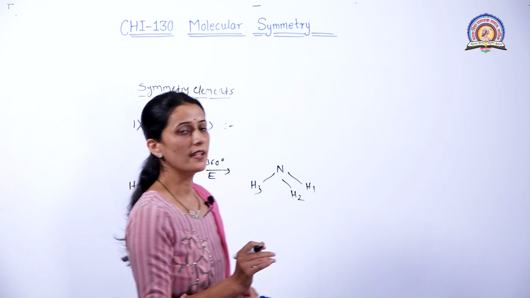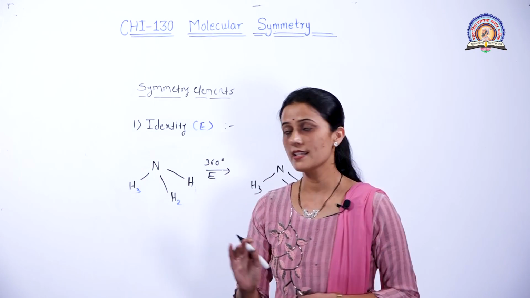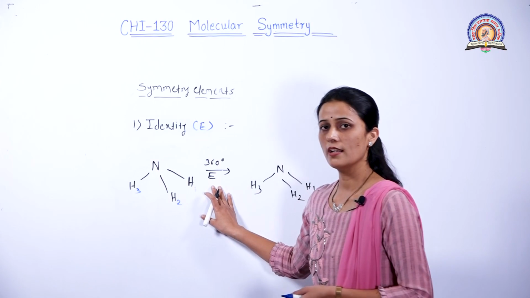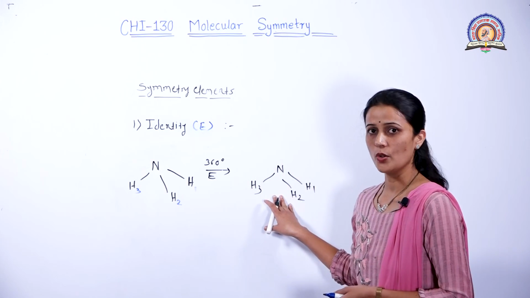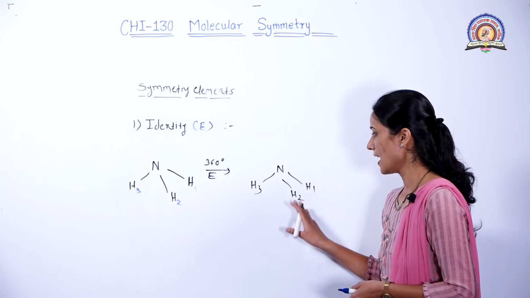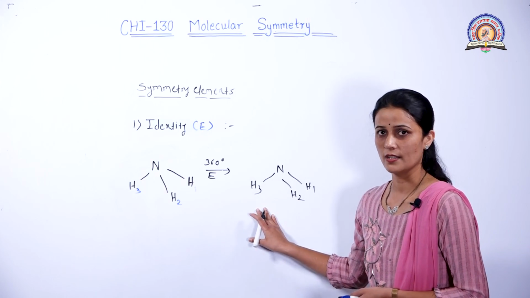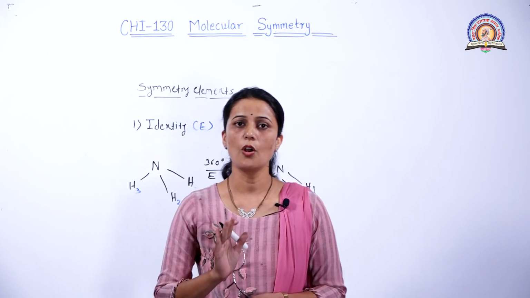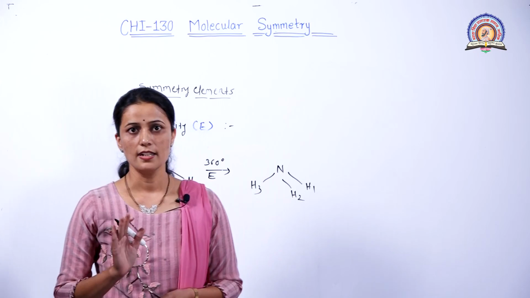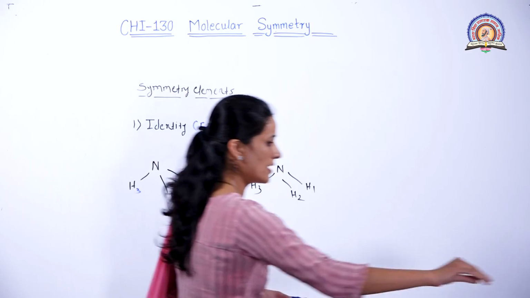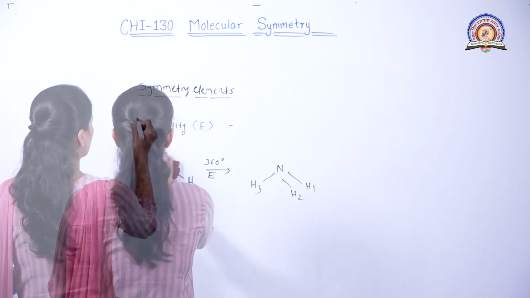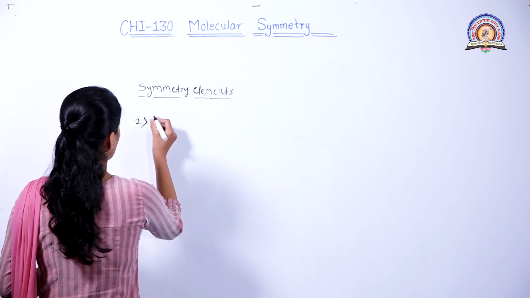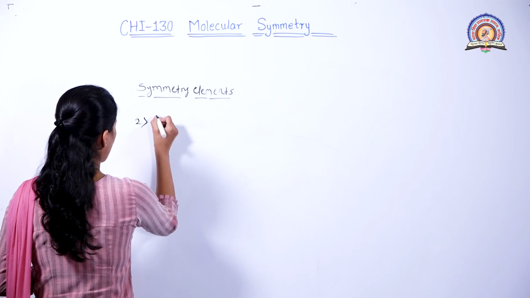The identity operation is easy, meaning after 360-degree rotation we get the same molecule, that is H1 is here, H2 is here and H3 is here. Okay, and all molecules or all compounds show the identity element. So next, the second one is proper axis.